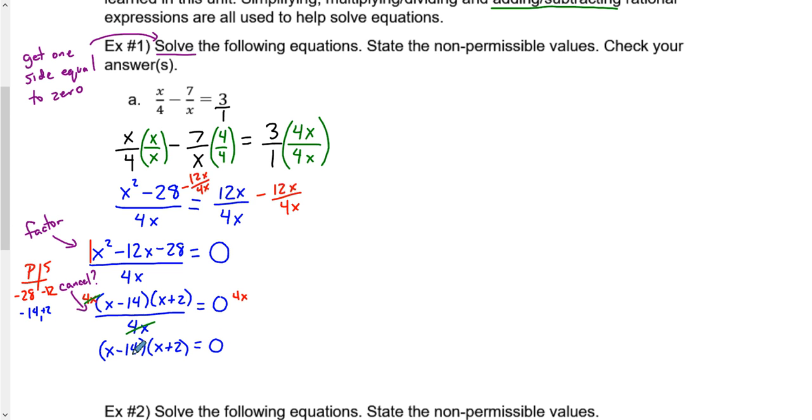Now that we're at this stage, we just set each factor equal to 0. You could do this in your head, or as a reminder, you're setting each factor equal to 0. So in order to get the x by itself here, we'd have to add the 14. And on this one, we'd have to subtract the 2. So x would be 14, and x would be negative 2.